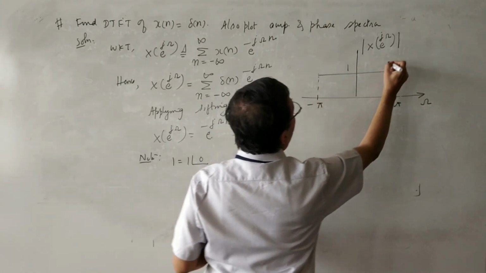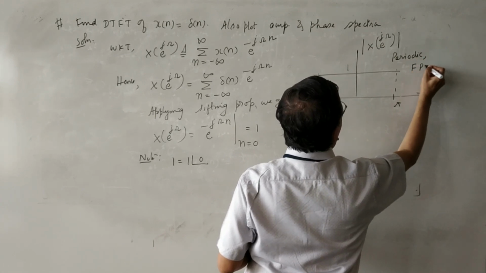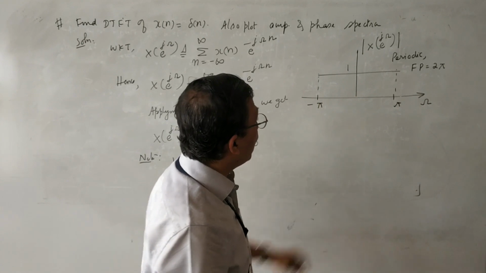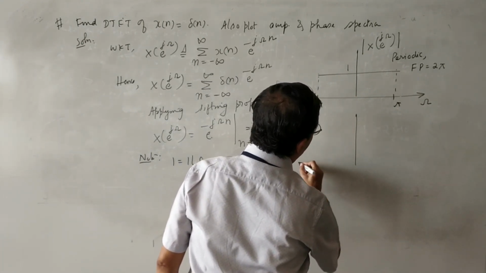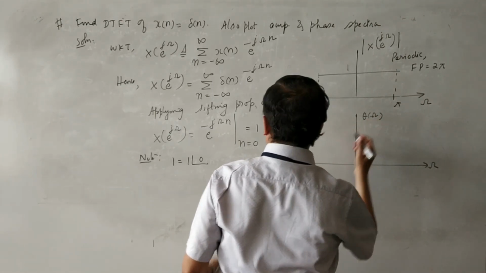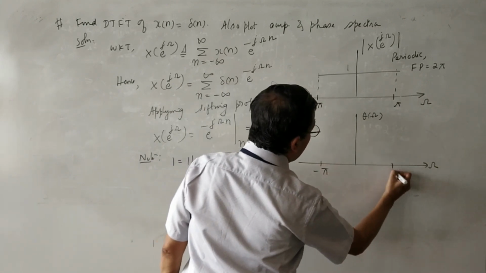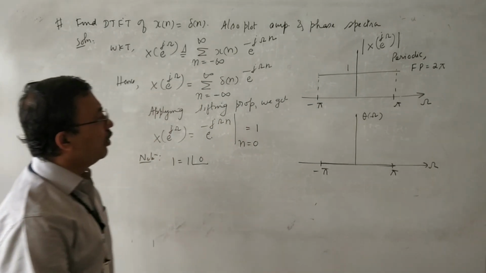Even this spectrum is periodic. Fundamental period, in the exam don't write Fp, write the full term. Fundamental period equals 2 pi. What is the phase spectrum? Phase spectrum is a null spectrum, because the angle of 1 is 0. Therefore, when you plot the phase spectrum from minus pi to plus pi, it is 0. Therefore, it is called a null spectrum.